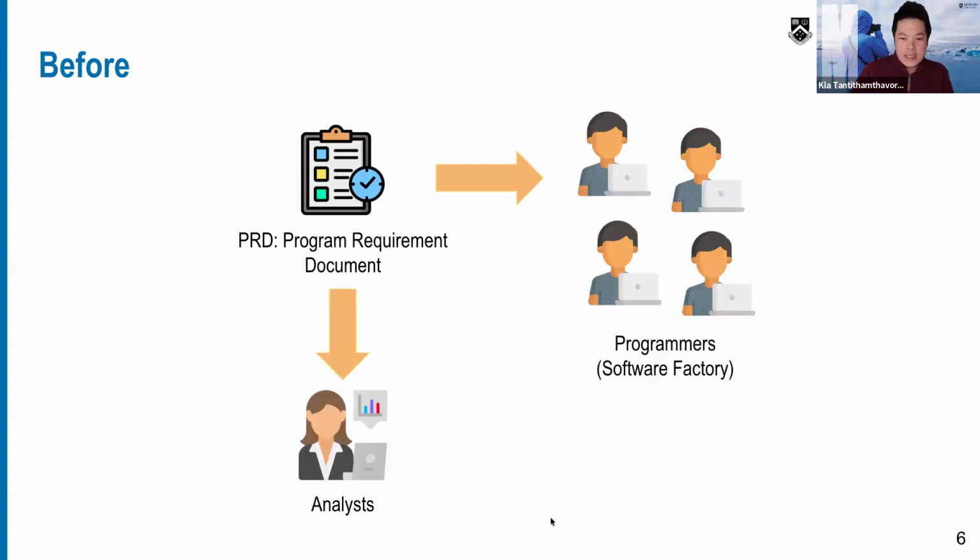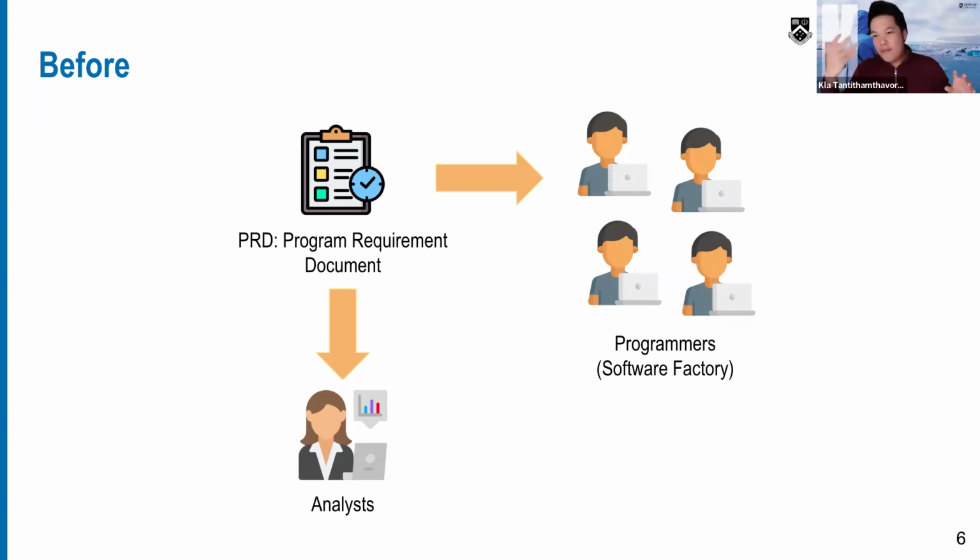And this is what happened in the past. As I told you, we have the program requirement document or software requirement document. Yeah, the software requirement document, it's the same. Basically, this is the medium, something in the middle, a communication medium between the business analyst and the software engineers.